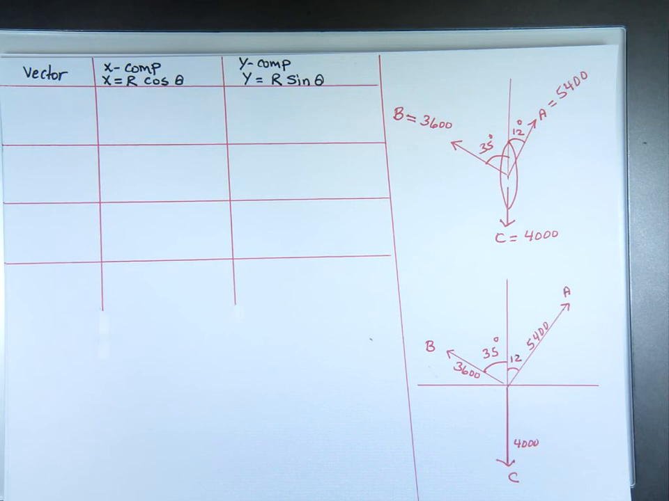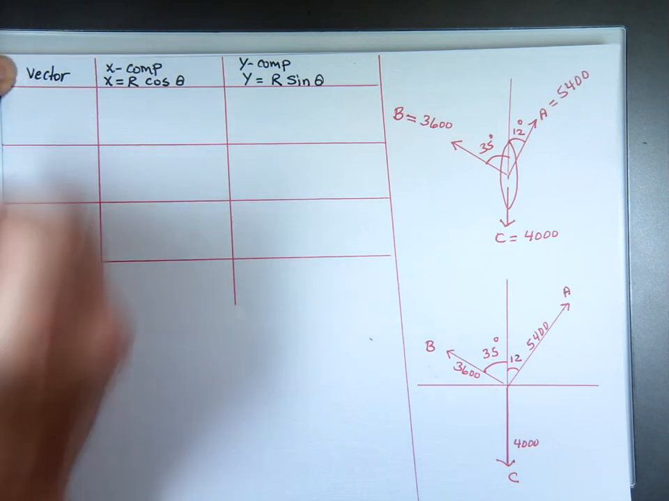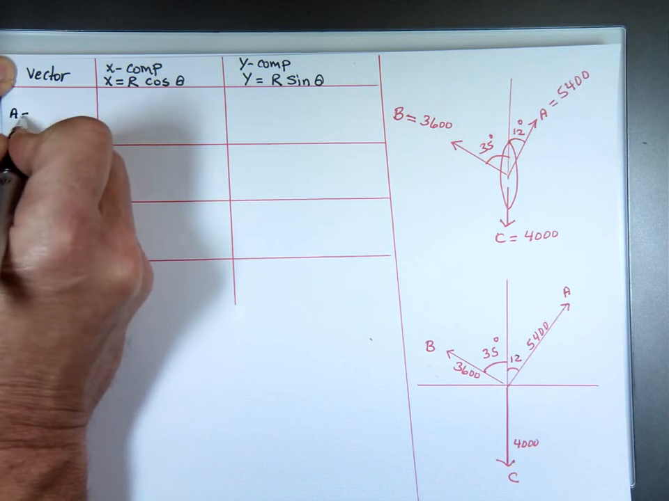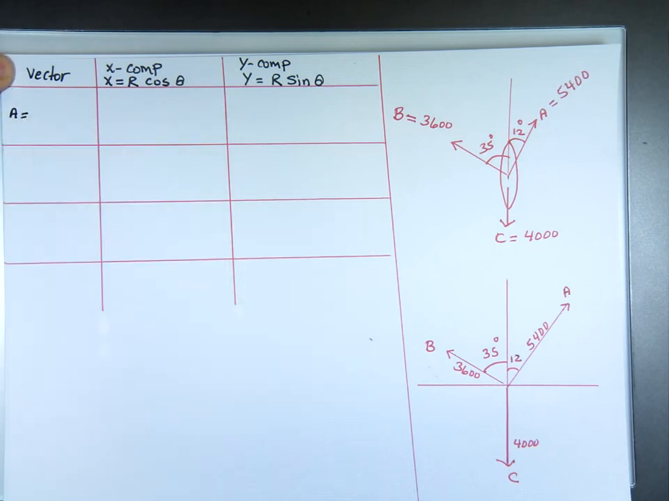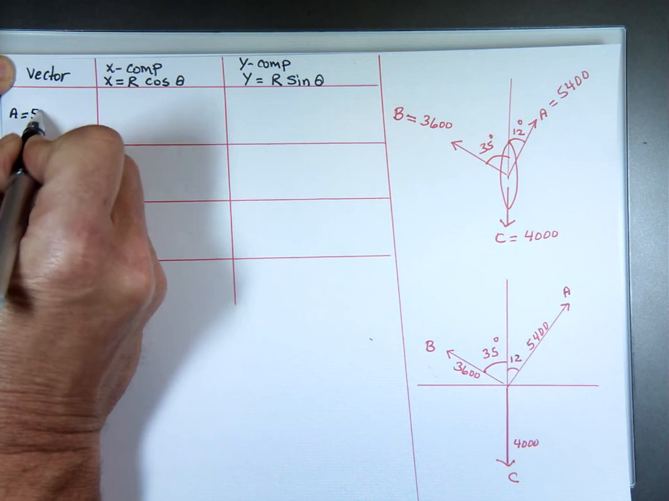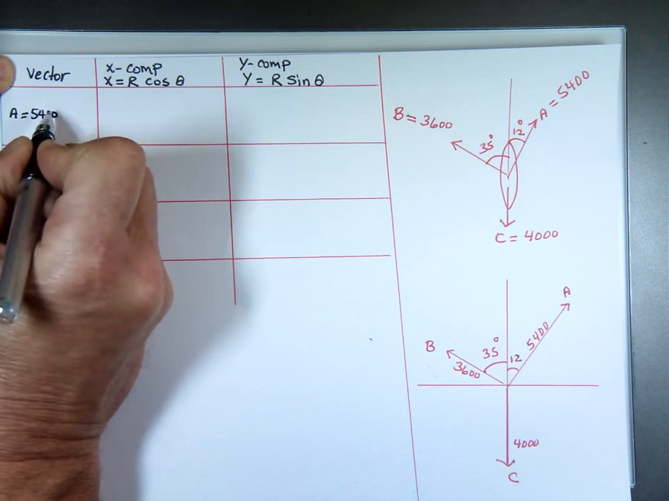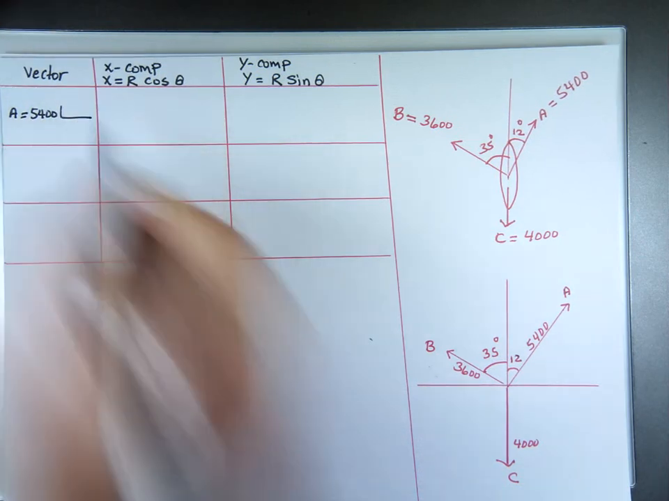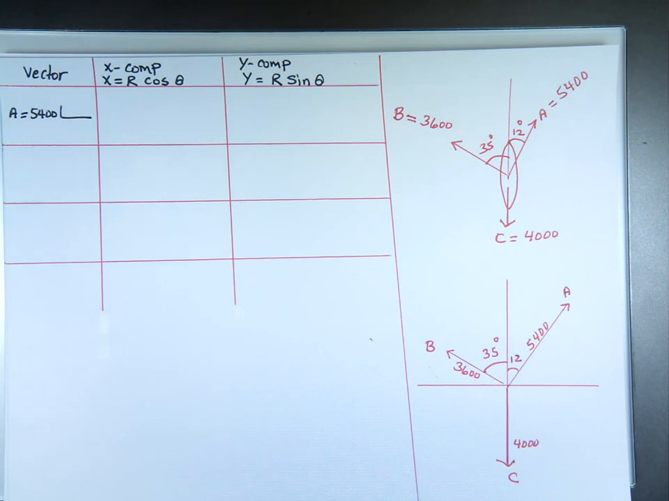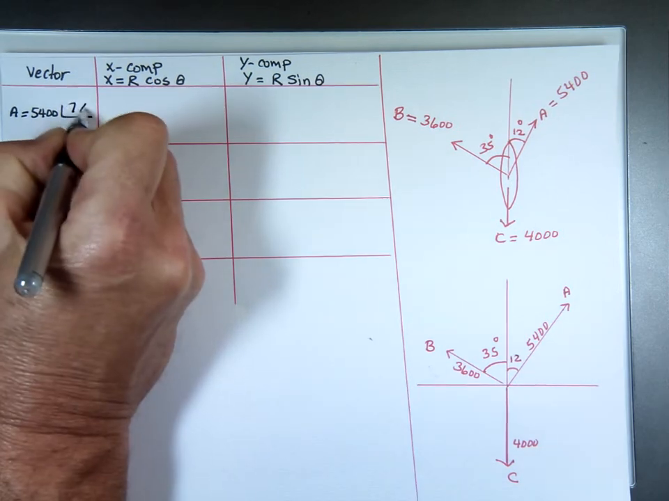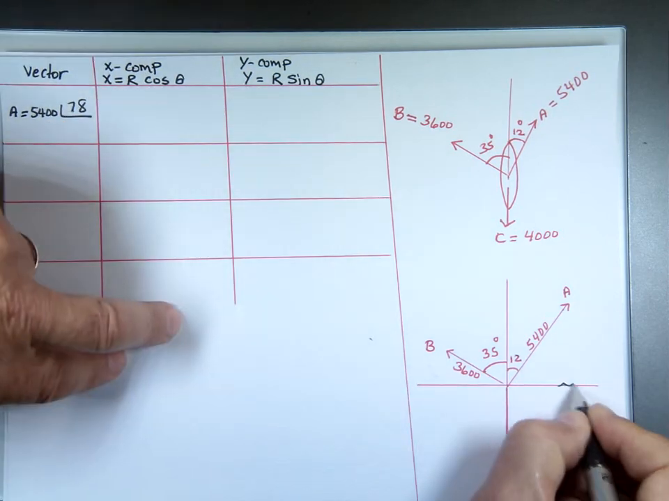You got to fill the whole box. That's just to remind you, got to do all these pieces. So if you put these labels up there, I got to list the vectors. My vector A, which is how big? 5,400. What's the angle? 12. Try again. What is it? 78, yes. Why? You always want your angle measured from here, from that line.